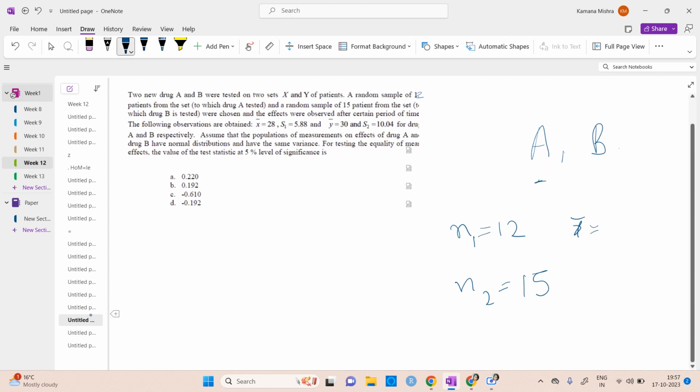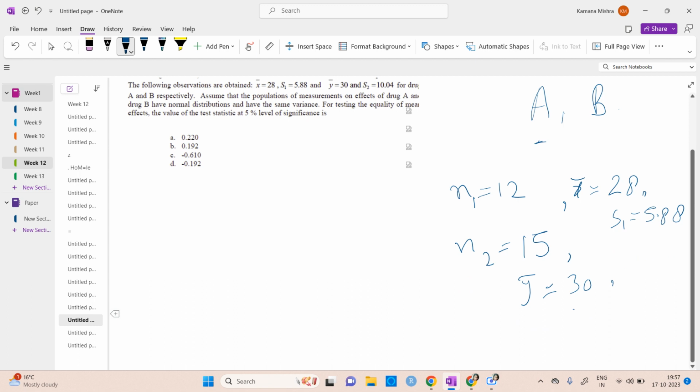X bar is 28, S1 is 5.88, and N2 is this, and Y bar is 30, and S2 is 10.04, right?